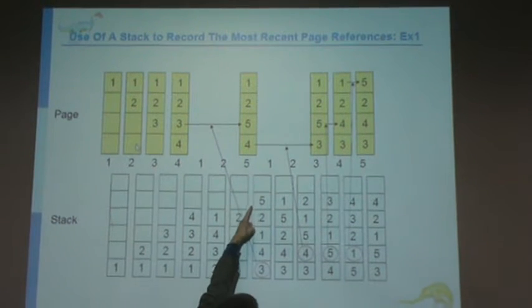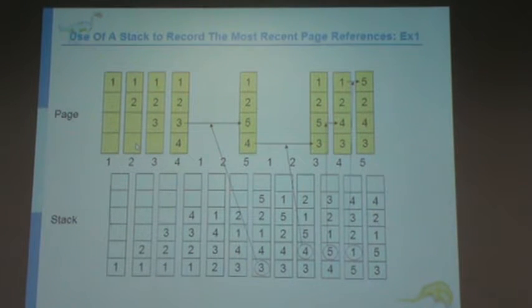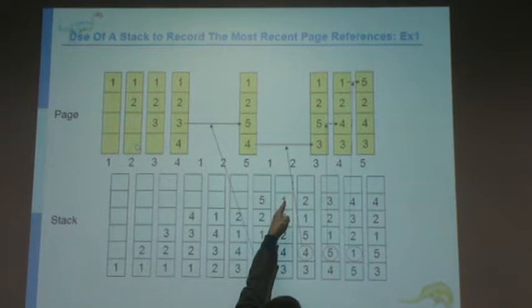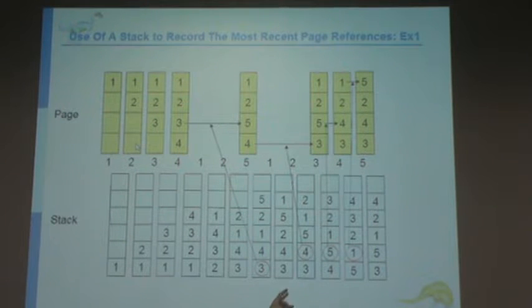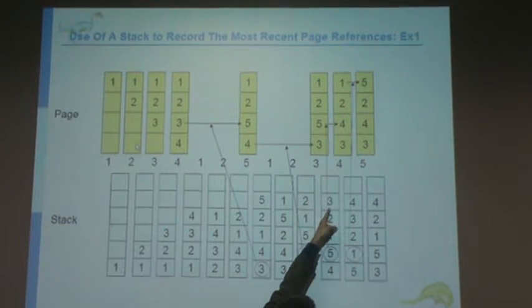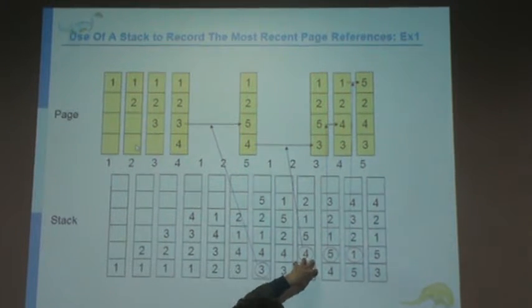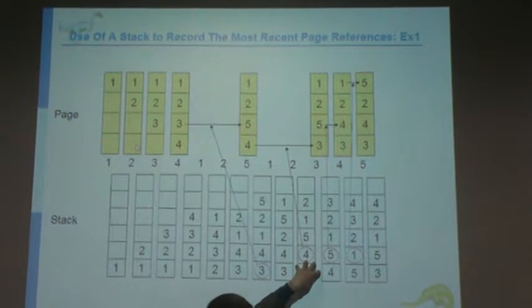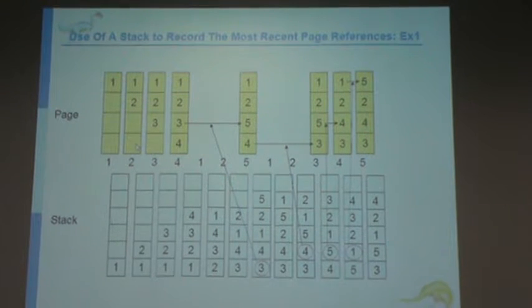So when we look for the 5, we can stack up 1. There's no 1 here. Okay, so we can bring it to the top. 2 is here, bring it to the top, and 3. Okay. This time 3 is here, so we can bring it to the top. Okay, like that. So whenever we need the space, we can take the page from the bottom of the stack because it's the oldest one. So this is the implementation of the LRU algorithm using the stack.